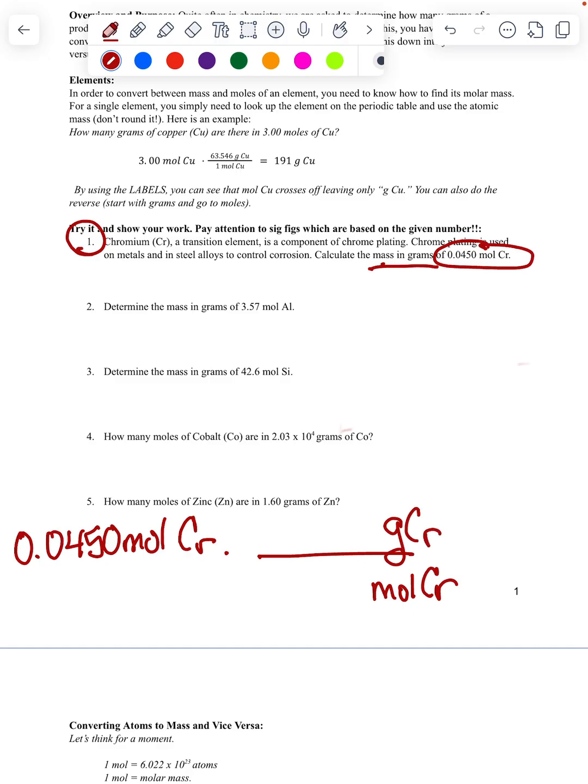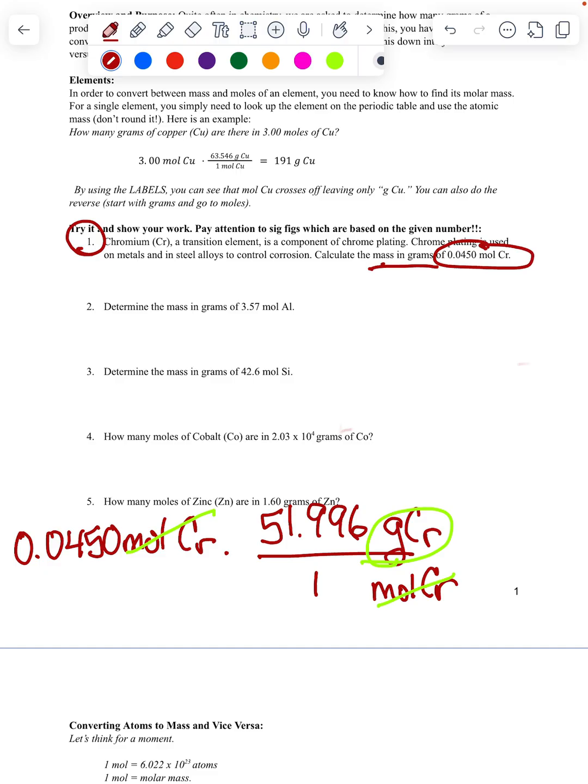As I said earlier, anytime you have mole, for right now, there is something we're going to learn in the next unit in January, and this isn't going to be true, but I'll explain that then. For now, mole gets the number 1 every single time. Mole gets 1, and that's the only thing that gets 1. Grams comes from the periodic table. So if you look up the periodic table, chromium has a mass of 51.996. Okay? And you should see that moles cross off, and I'm left with grams, which is what I want.